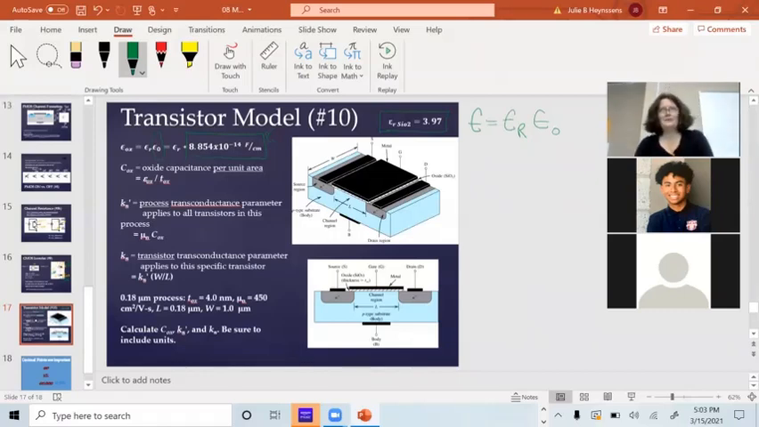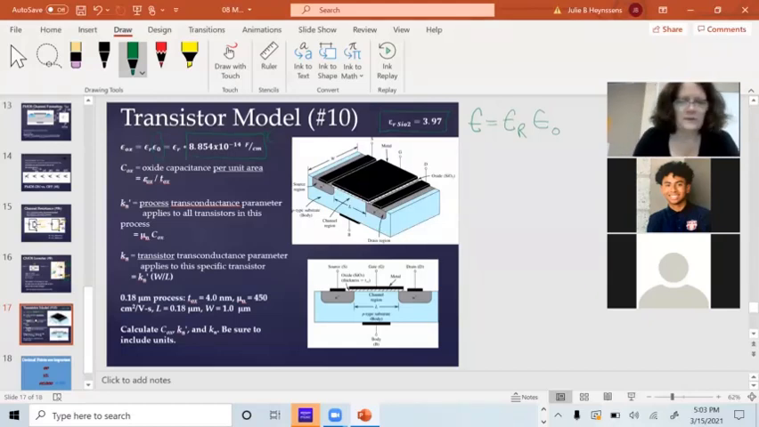If your answer is off and you've got something that has gigafarads per millimeter squared, you can pretty much guess that you've forgotten to multiply by epsilon naught. I want to go through this problem because there's a lot of dimensional stuff in here.